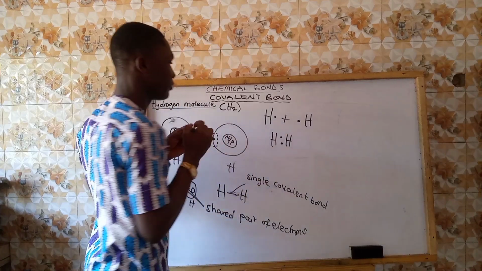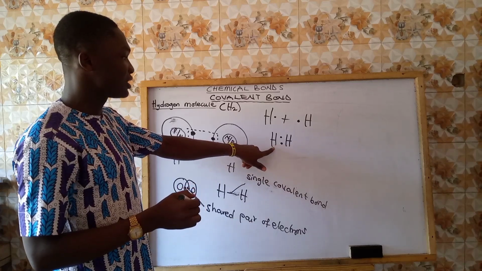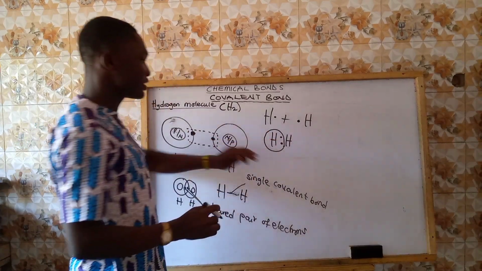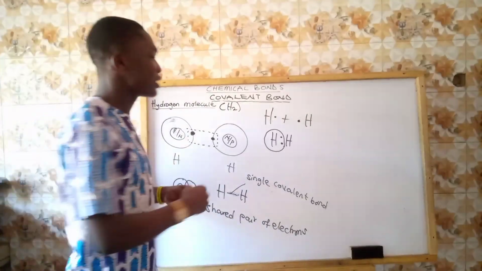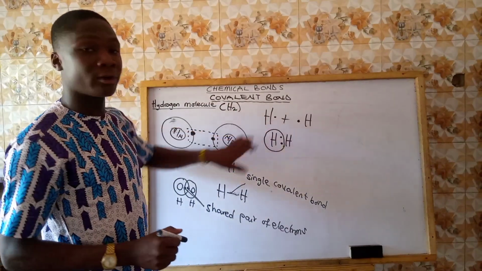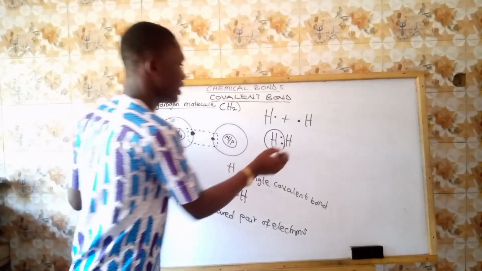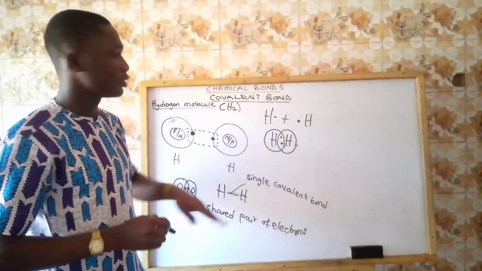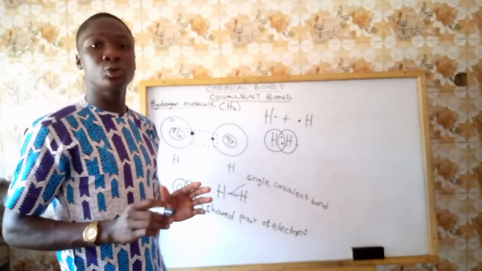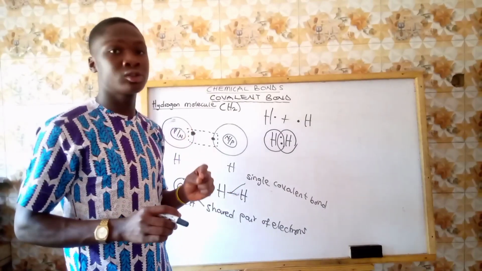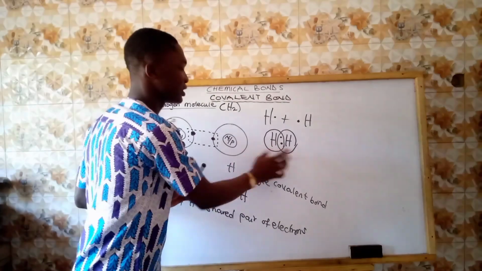So now we have this H with 2 electrons. Now this is stable because it has 2 electrons in its last shell. Now this has fulfilled the duplet rule. And this also has 2 electrons because the duplet rule states that for an atom with one shell, it should have 2 electrons for it to be stable. Now they are both stable.